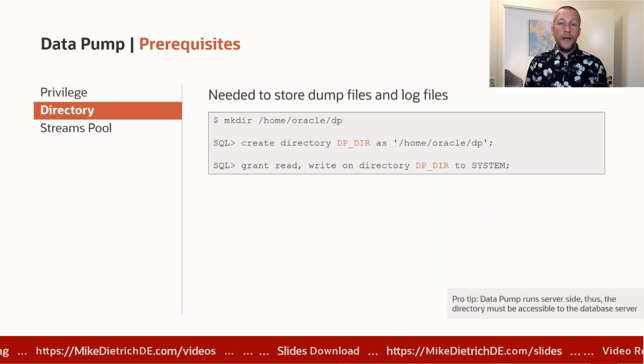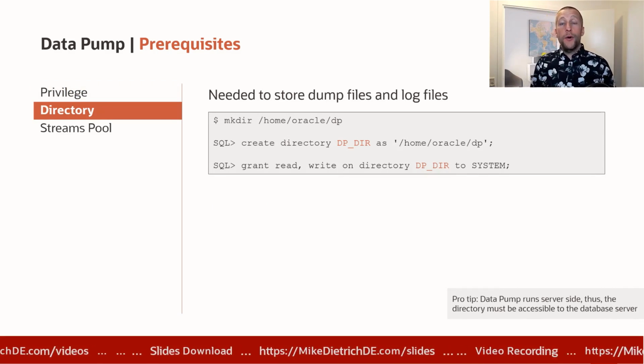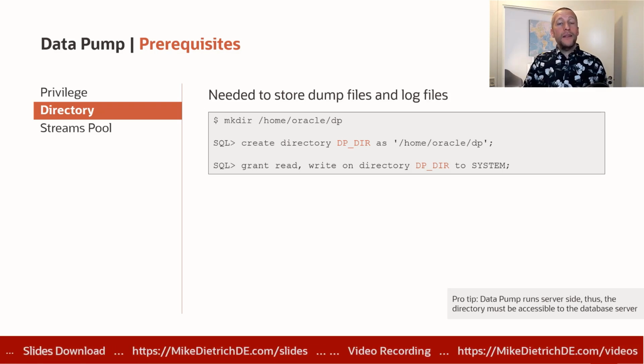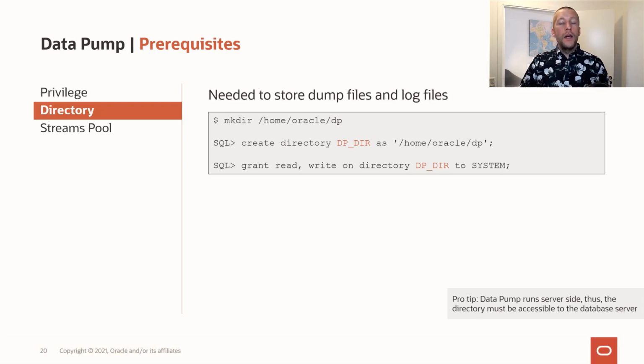In addition to that, Data Pump must have access to a directory object that points to a directory that exists in the file system and that the database has privileges to write to. Data Pump uses the directory object to store dump files and log files and potentially also SQL files.